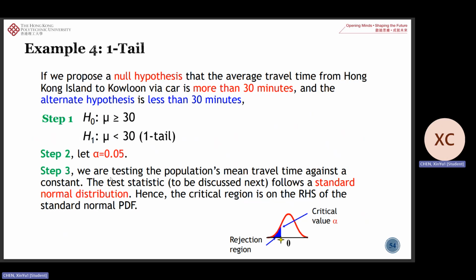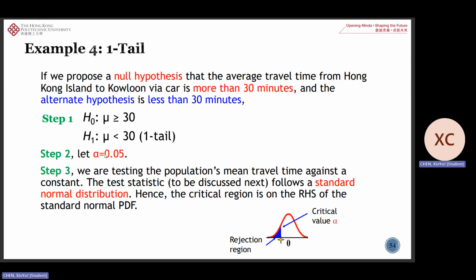So for instance, this is called a one-tail problem. If we propose a hypothesis that the average travel time from Hong Kong Island to Kowloon using the car is more than 30 minutes, and the alternative hypothesis is less than 30 minutes, then this is the H0 null hypothesis, and this is the H1. Here the alternative hypothesis is just in one direction. It's only about the minimum, not about the maximum. So we can say this is a one-tail problem.